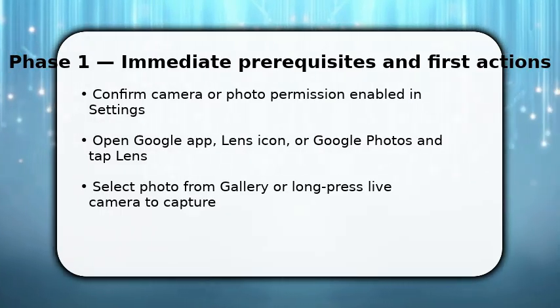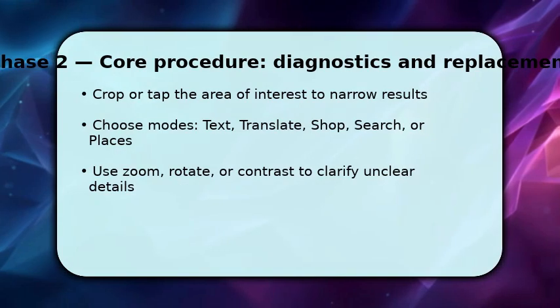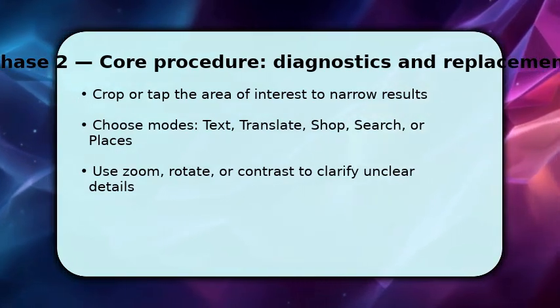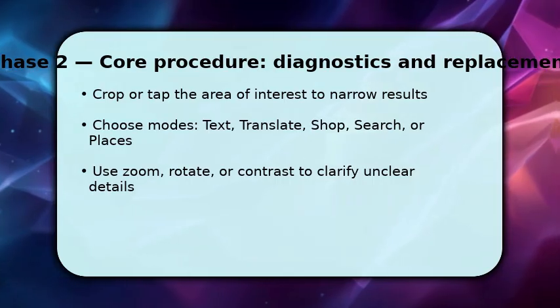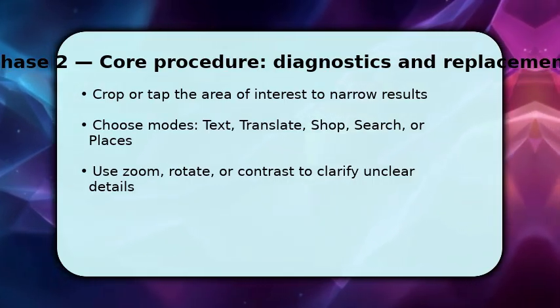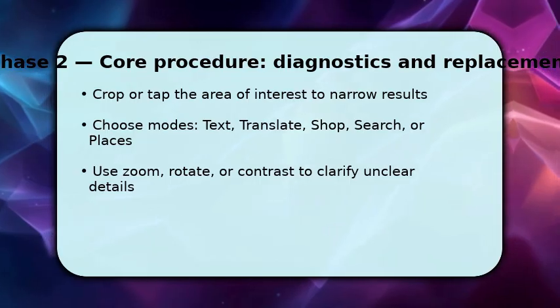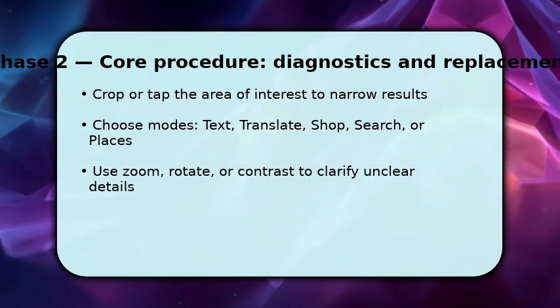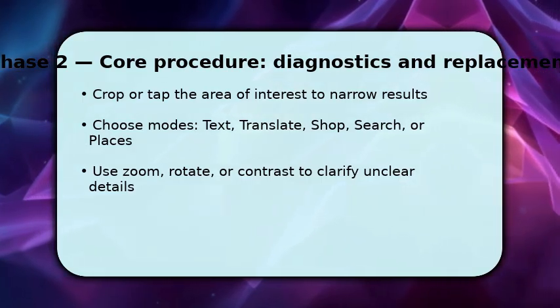Once done selecting the image, refine what Lens should analyze by tapping or dragging to crop the focal area. This reduces noise and speeds accurate results. Then choose the mode: text for OCR, translate for foreign words, shop for product matches, or search for similar images, because each mode uses different algorithms.